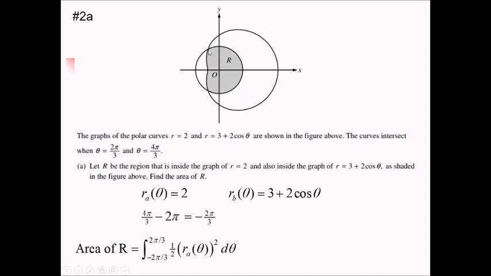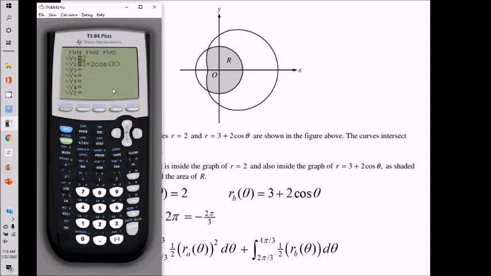To get the rest of the area from this spot to this spot down here, now I'm going to do the integral from 2 pi over 3 to, now I can use 4 pi over 3 because we're going forward in angles here. And then that's going to be my other one here, so 1/2 r_b of theta squared d theta. And now it's up to the calculator.